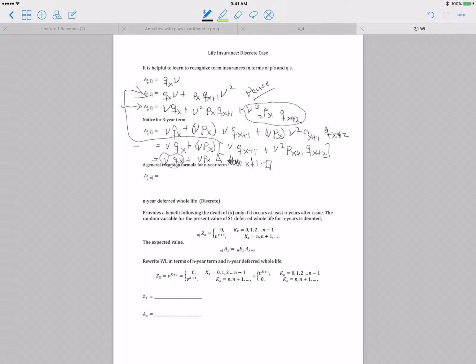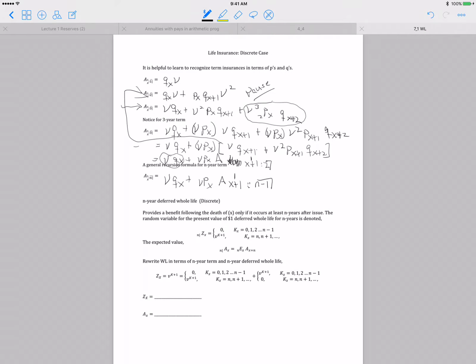So in general, the recursion formula for n-year term is going to be v q_x plus, if you survive the first year, v p_x times the term insurance now at age x plus 1, and your original term was n years, so you have n minus 1 years left on the contract. So that's what the recursion formula is going to be for n-year terms. You may need to pause and think about that. Make sure you understand this recursion formula before you go forward.